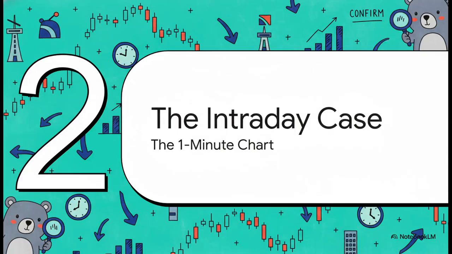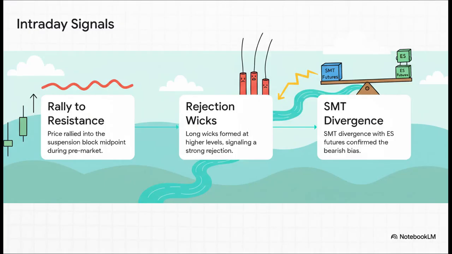So now that we have our daily bias, let's drop down to the 1-minute chart. A daily level gives us our direction, right? But we need the intraday price action to confirm that bias. This is where we look for real-time proof that sellers are actually showing up and defending our level. We were watching for a very specific 3-step confirmation. First, we just needed price to rally up into our resistance zone. Check. Second, we needed to see rejection.